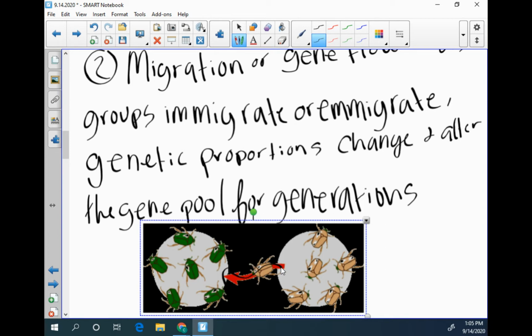Same thing if a green one went into the brown population. It'll introduce more alleles into the gene pool, and further down, generation after generation after generation, we could have like a 50-50 split of green beetles to brown beetles as opposed to 100% green here and 100% brown here. That is if these are the same species, just different colors. Does that make sense?